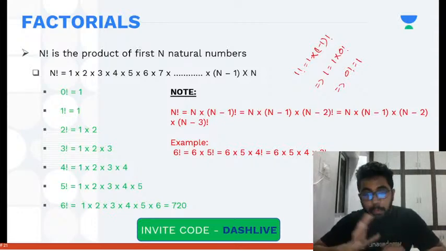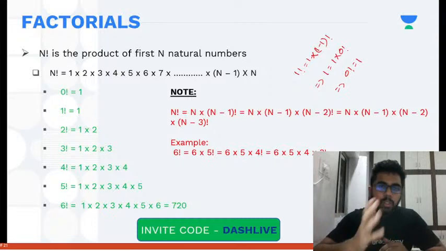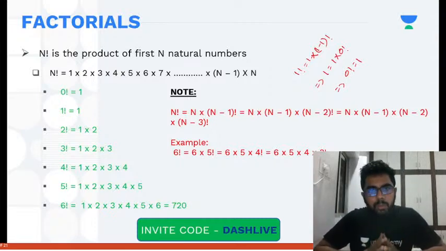Okay, but I hope this question is answered. How is 0 factorial 1? 1 factorial is 1 into 1 minus 1 factorial. Going by the logic, n factorial is n into n minus 1 factorial. So by that I get 0 factorial is 1.